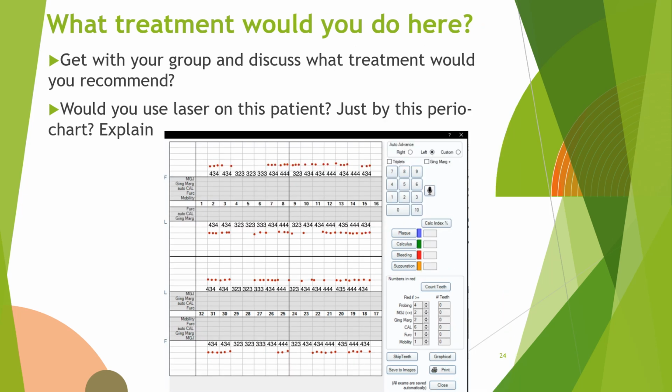Here is another one. This is more of a gingivitis case. I would recommend LBR here, so I would hope that they would talk about LBR.